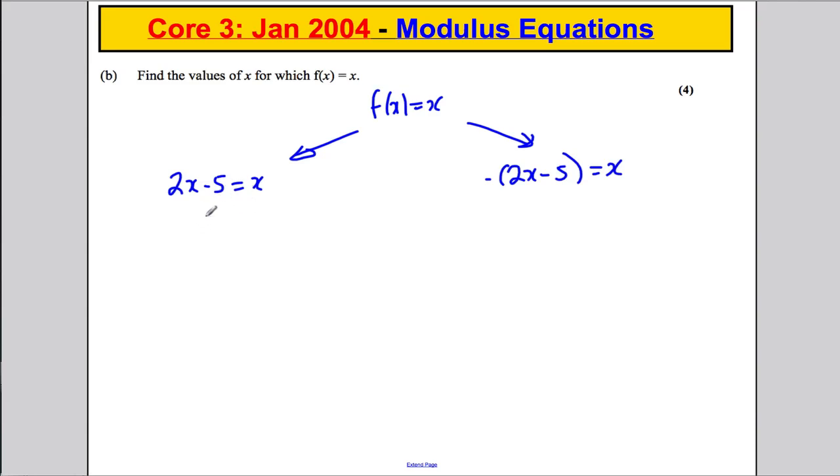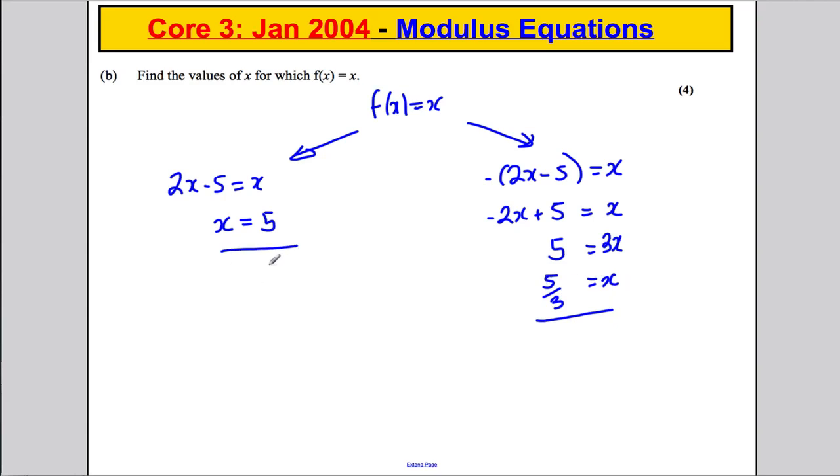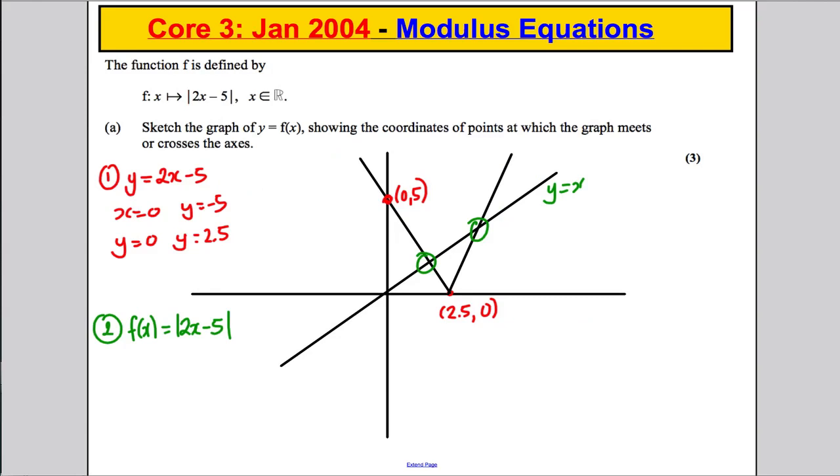So I can subtract x off both sides and add 5, and I would simply get for this that x is equal to 5. And for this one, multiplying out, negative 2x plus 5 is equal to x. Add 2x to both sides, 5 is equal to 3x, and divide both sides by 3, I would get x is 5 over 3. So one of my values is x is equal to 5, the other is 5 over 3. Looking at our graph, that looks about right.